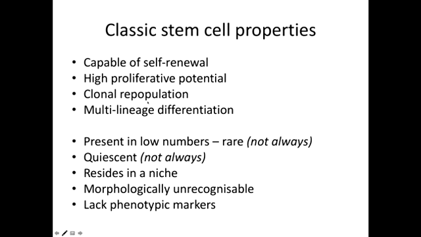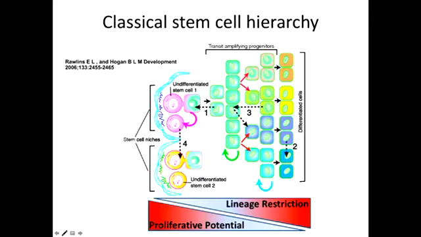They're capable of multi-lineage differentiation. Present in low numbers, not always. Think of the gut. Quiescent, not always. Sometimes they're actively proliferating because they're having to maintain and turn over a huge amount of cells. They reside in a niche. So this is a specified microenvironment, which I'll talk about in a moment. They tend to be morphologically unrecognisable, so they don't have identifying features and lack phenotypic markers, which has been one of the difficulties in being able to isolate these cells.